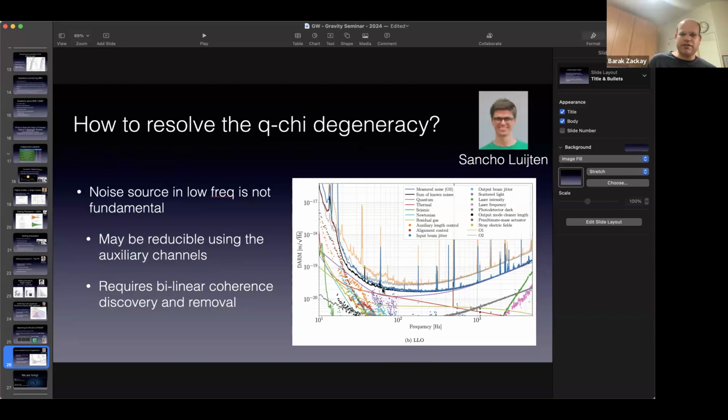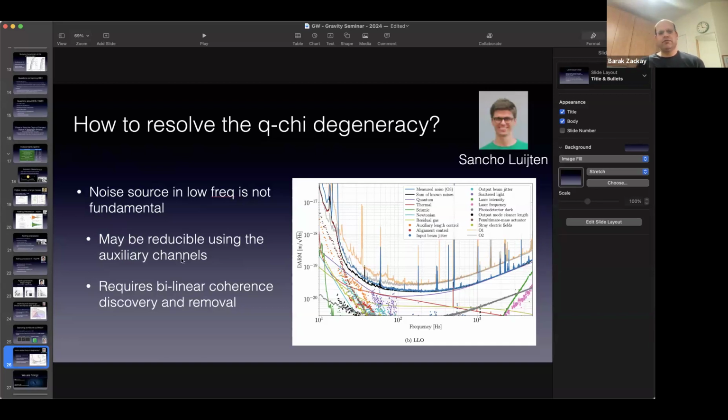The fundamental noise sources, which is this purple curve, okay, purple plus red is fundamental. The fundamental noise sources are not determining the noise that you are seeing here. The noise that you are seeing here is some noise from the control system. And this control system is monitored and recorded.